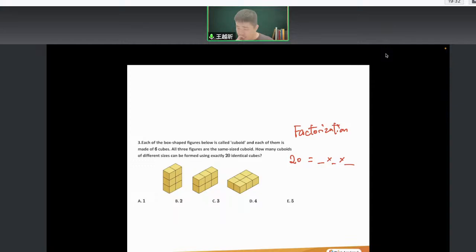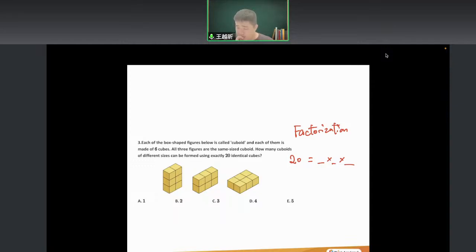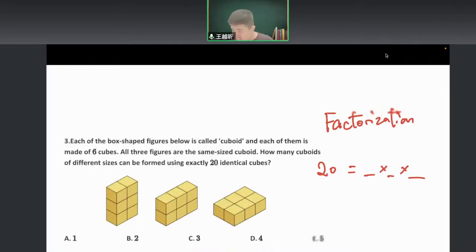Someone says they can't see the screen clearly. Maybe I should... how about this?